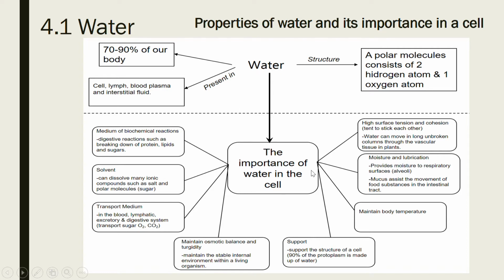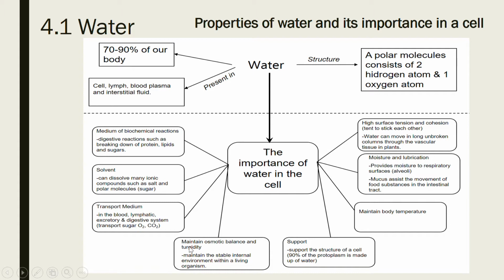Water is also a solvent, which means it can dissolve many ionic compounds, the ones that have charges, such as table salt, NaCl, and also polar molecules. Also, it is a transport medium in the blood. In the lymphatic, excretory, and digestive systems, it also serves as a transport medium.